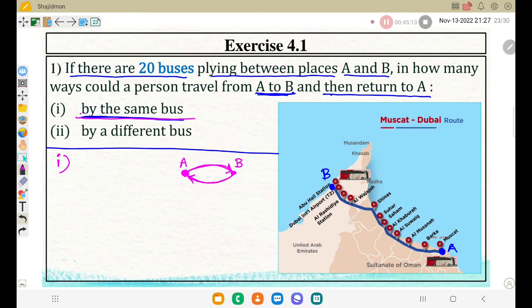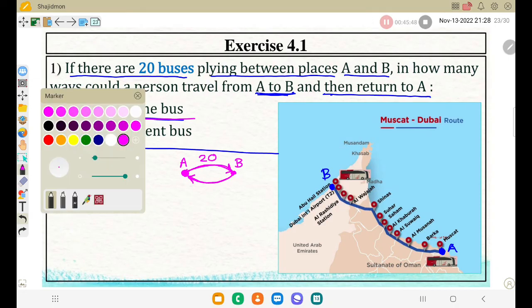For example, first bus, he goes Muscat to Dubai and Dubai to Muscat on the first bus. Second bus he can go, third bus, fourth bus, fifth bus, up to 20. So how many options is he getting from A to B? 20 options. So what is the answer? You can write it like a box: I want to go from A to B and B to A, that means Muscat to Dubai, Dubai to Muscat. How many bus services are there? 20 options. So 20 ways he can go.